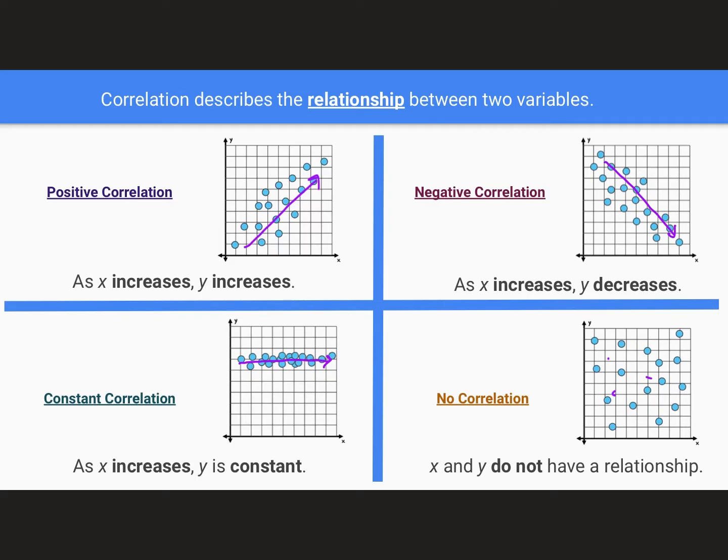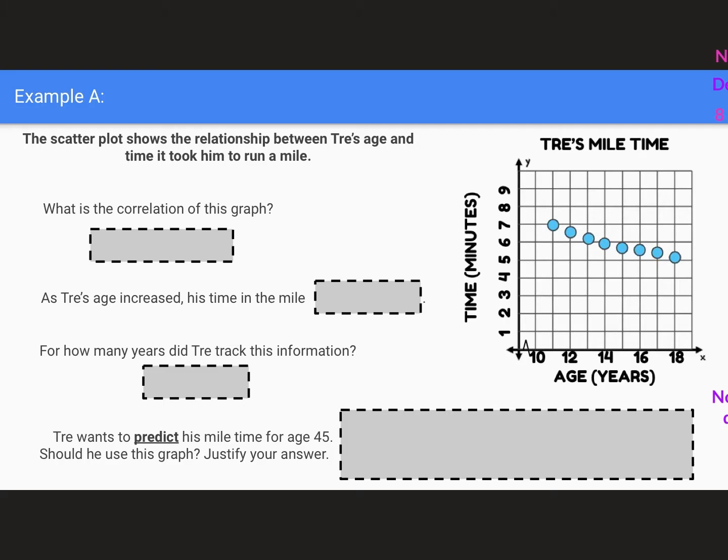Now let's take a look at these correlations applied in example A. So here in example A, it says the scatter plot shows the relationship between Trey's age and the time it took him to run the mile. We're going to answer the questions that they've given us. So the first question is, what is the correlation of this graph? So we have 4 correlations: positive, negative, constant, and none.